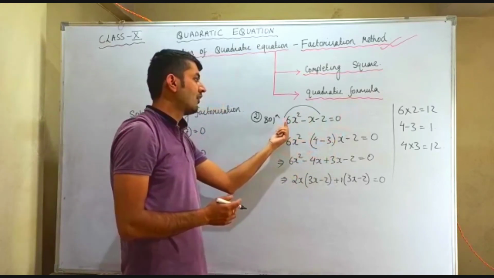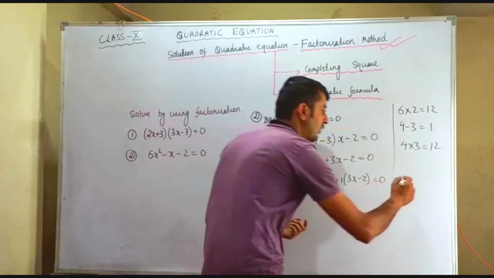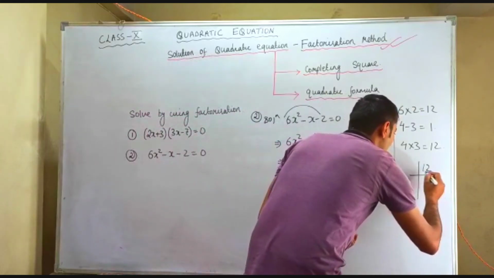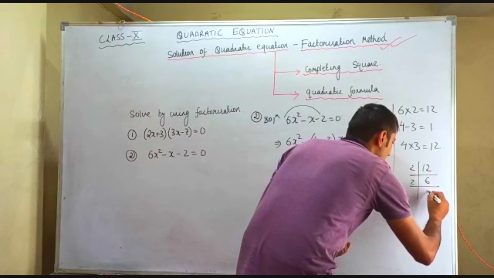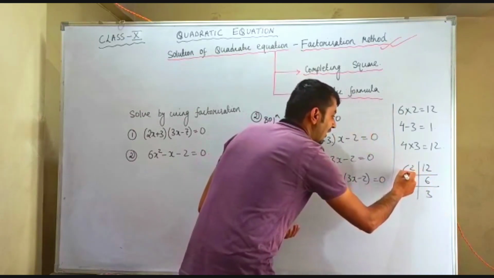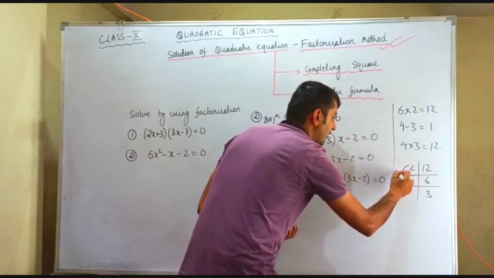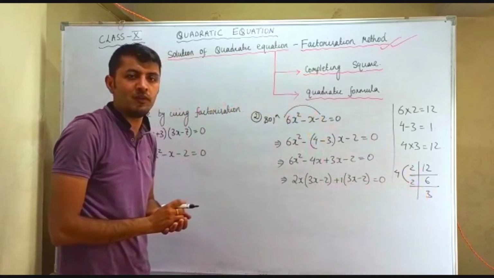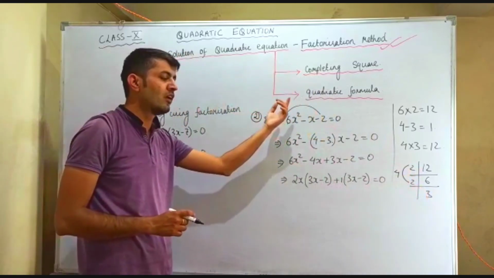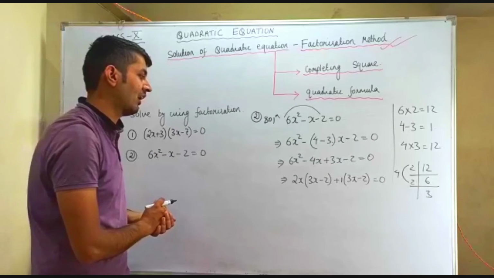So how to find the values? 6 times 2 is 12, so you can factorize it: 2 sixes, 2 threes. How to find the factors? 4 minus 3, that way you can do it. 4 minus 3 is 1, and 4 times 3 is 12. That way it can be solved.